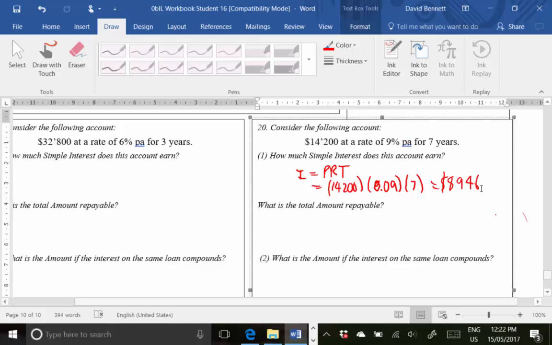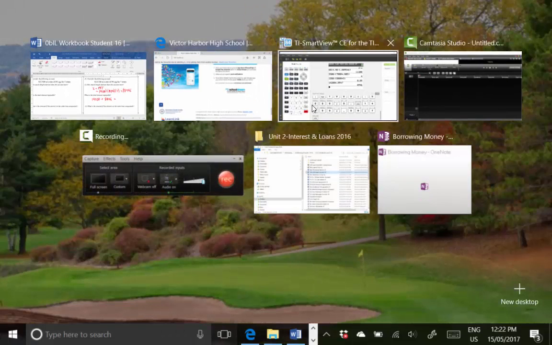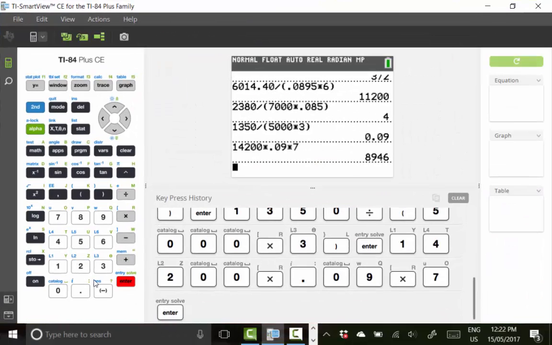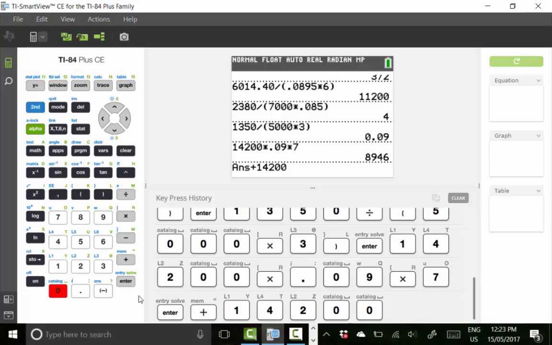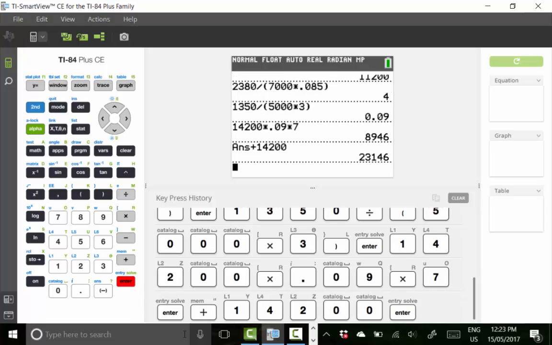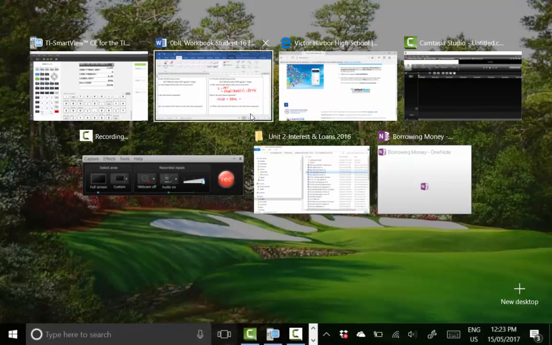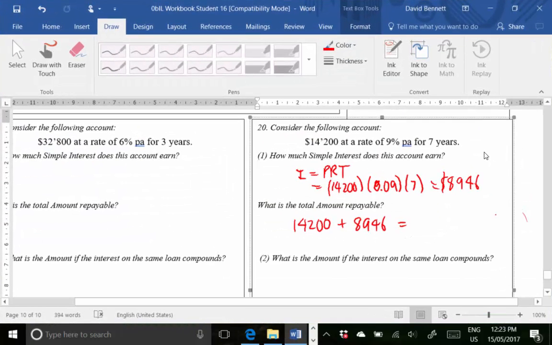So what is the total amount repayable? Well, if you had to pay this back, it would be equal to 14,200 plus the 8,946. If you add those two figures together, you'll get 23,146. But you could have done it in your head as well, couldn't you? So 23,146 is what you've got to pay back.